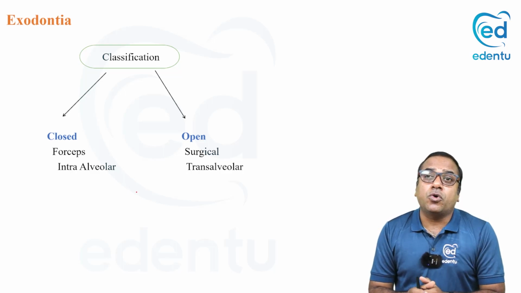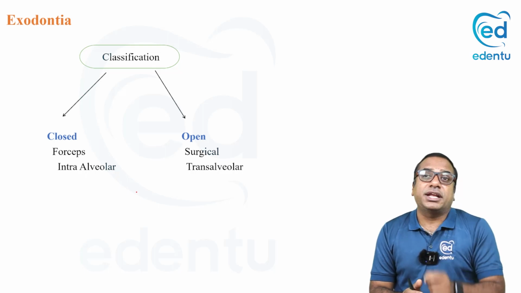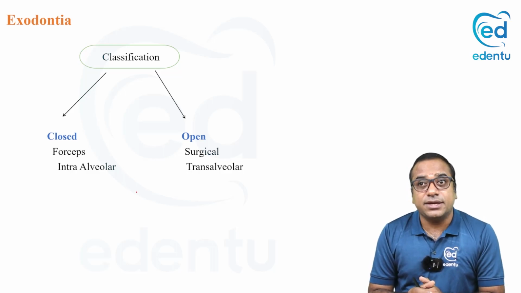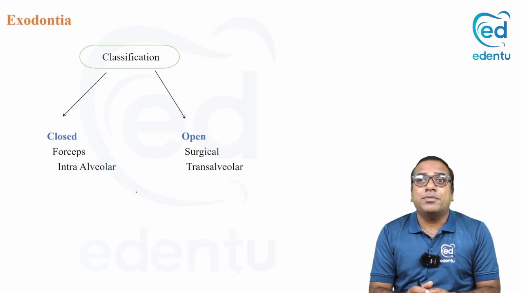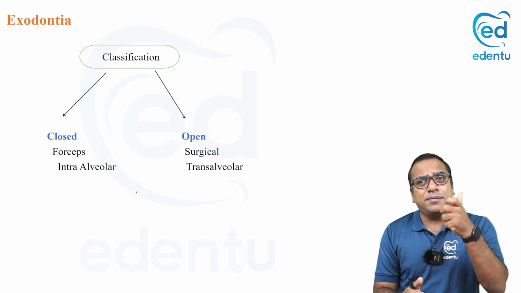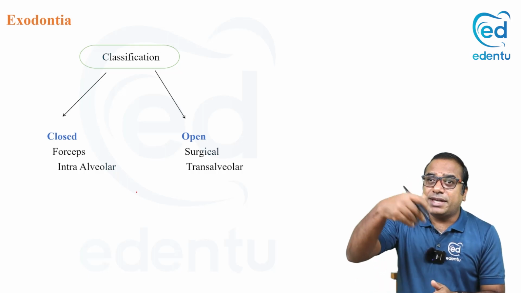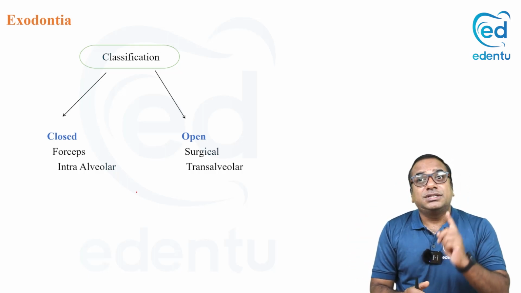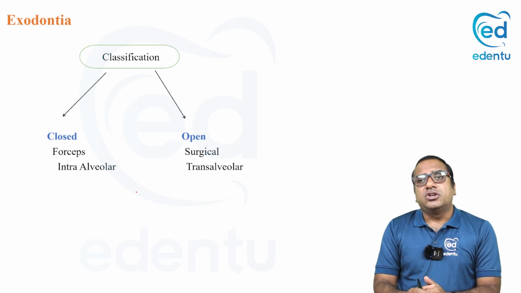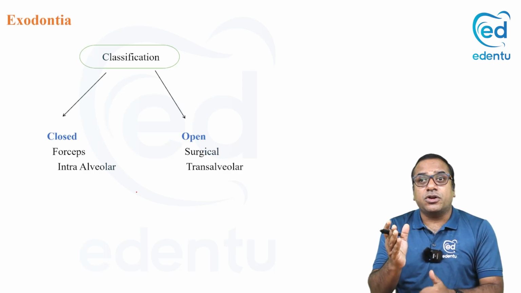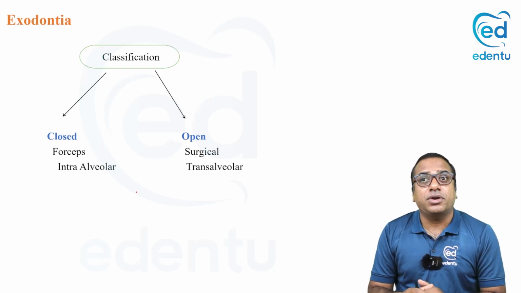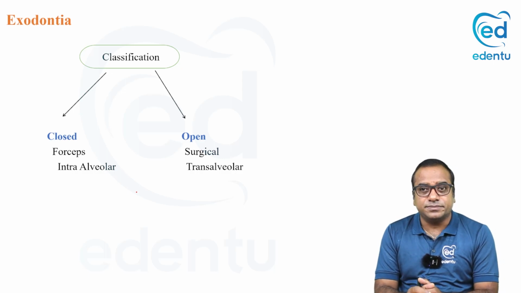The other name for the open method is transalveolar extraction. This transalveolar extraction is always asked as a short essay also. Whereas the other type of extraction, which we do routinely on a daily basis, that means the patient comes, we give local anesthesia, we take the forceps and extract the tooth, is called the closed method or intraalveolar method of extraction. So your open method is transalveolar and your closed method is called the intraalveolar method of extraction. So this is very important. You should be knowing about this.